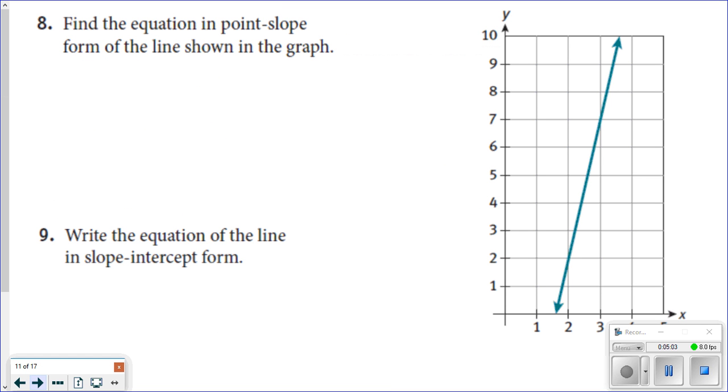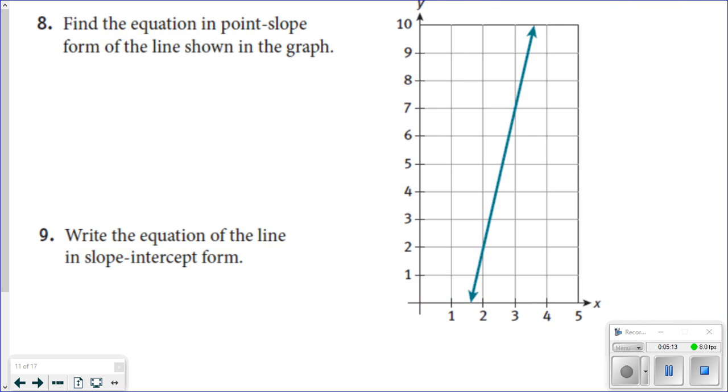All right, question 8. Find the equation in point-slope form of the lines shown in the graph. So you should see the graph. And we need to write the equation in point-slope form. Well, what two things do we need for point-slope form? We need a point, and we need the slope.